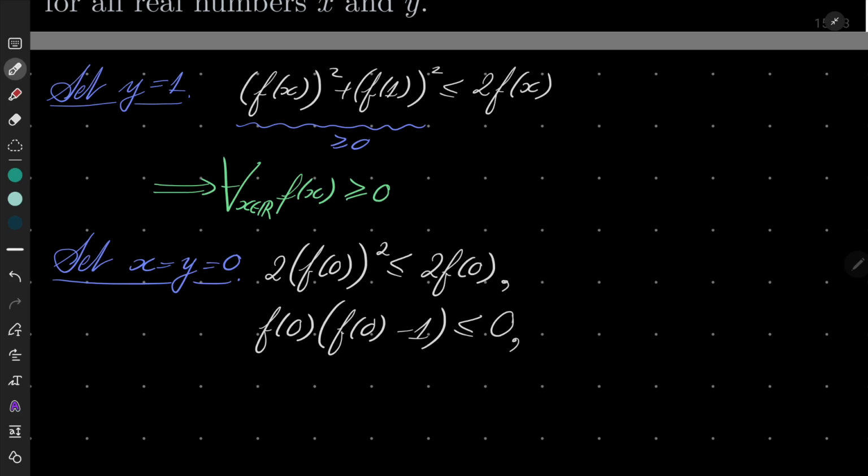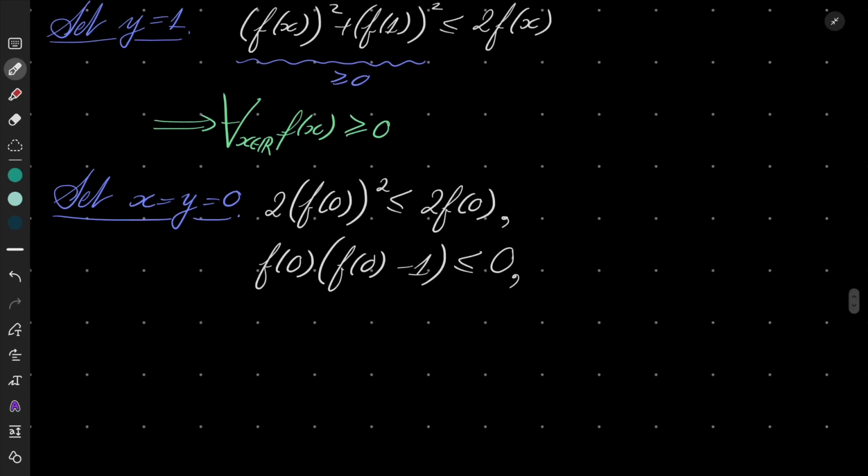And remember that our function attains only integral values. Only integers are in the range of our function, which means that this inequality can be true only in two cases, namely when f of 0 is 0 or when f of 0 is 1, because in other cases we will have either the product of two positive integers, or the product of two negative integers. So we now know, maybe I'll write it in green or in yellow, why not? That means that f of 0 is 0 or f of 0 is 1.